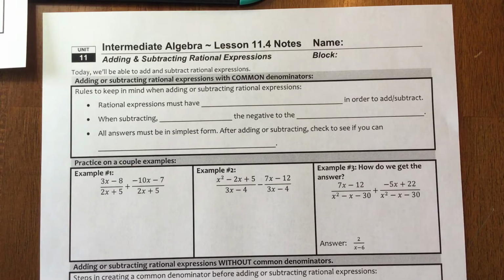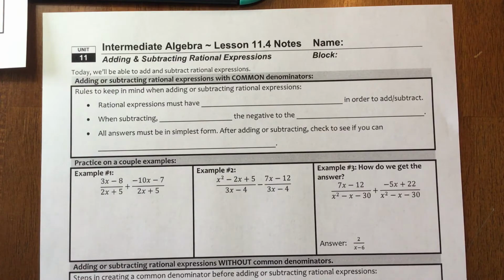Welcome back. We're doing the 11.4 notes. It is all about adding and subtracting rational expressions. So recall that rational means a fraction. So we have a polynomial on the top and a polynomial on the bottom of a fraction.